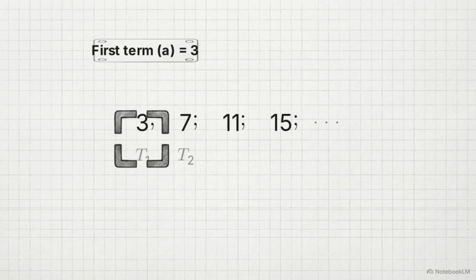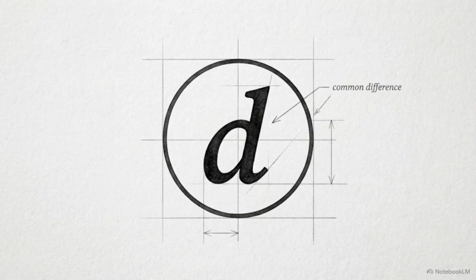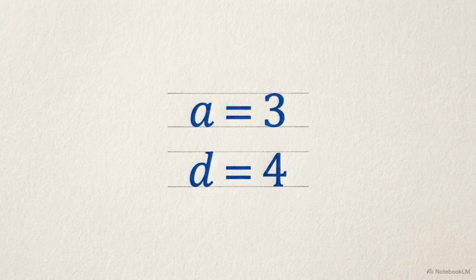Next, we look at how the pattern moves forward by checking the gaps between the numbers. From 3 to 7, we add 4. From 7 to 11, we add 4 again. This constant jump is called the common difference. We represent this common difference with the variable d. An arithmetic sequence is defined by these two pieces of information: where it starts and the exact value it adds each time. This is the general formula for any arithmetic sequence.